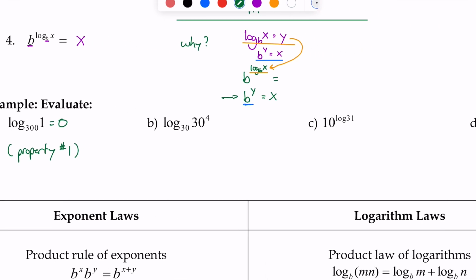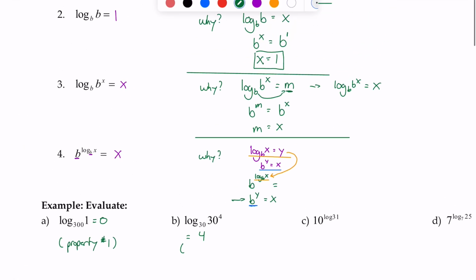Log base 30 of 30 to the 4. Well, this is going to be equal to 4. How did I know that? We'll go back to looking at property number 3.